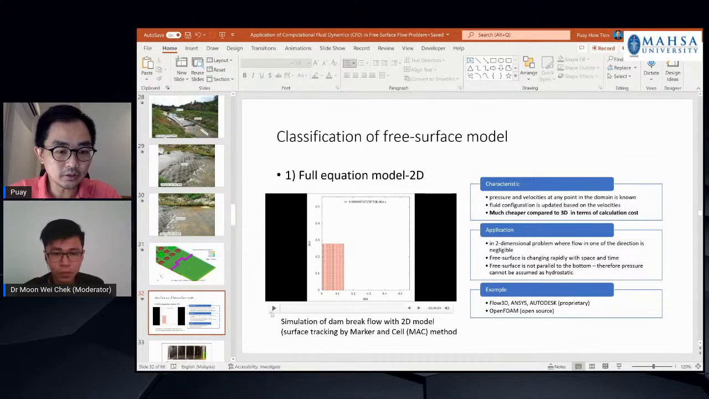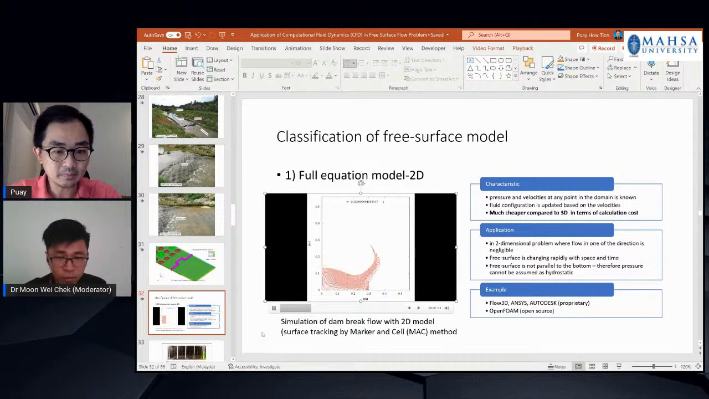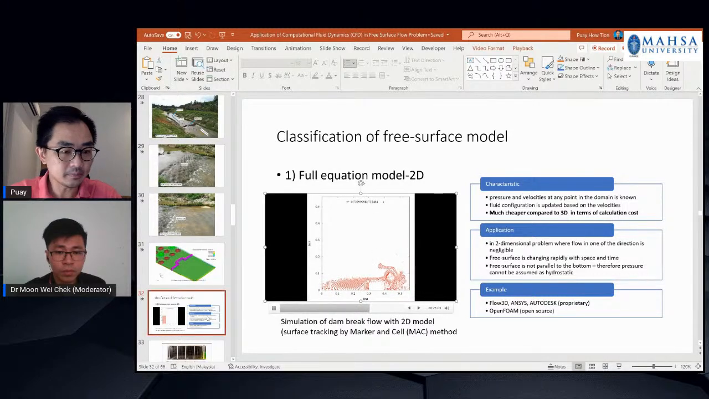So this is a simulation of dam break flow by using a 2D model, but this time it is using the marker and cell method. The marker and cell method is one of the earliest methods for surface tracking. So there's an obstacle here. So you can see that the flow surface is changing at all times.